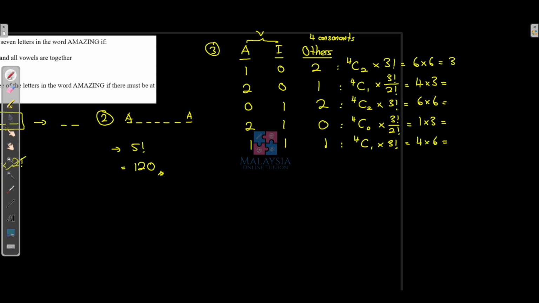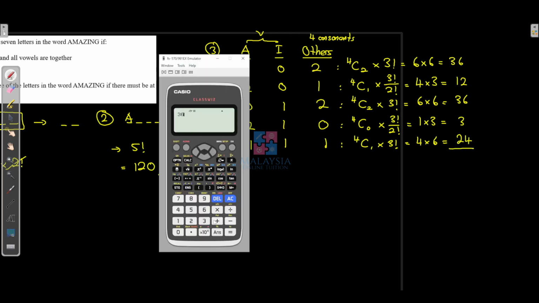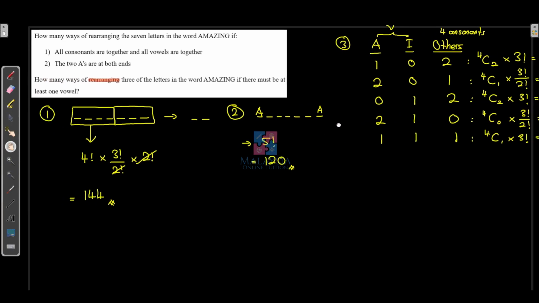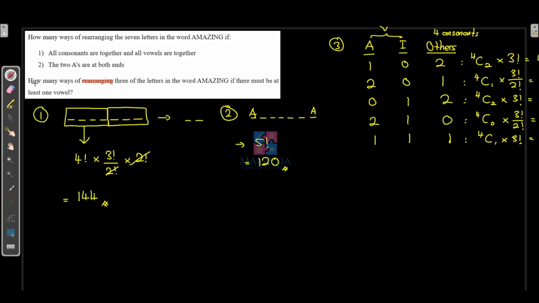36, 12, 36, 3, 24. What is this? I think better use the calculator. 36 plus 12 plus 36 plus 3 plus 24, and then we have 111 to be the final answer. So this question you can see it combines combination as well as permutation, meaning you have to rearrange after you have chosen the 3 letters out of the 7 in the word amazing. So that's all for question number 3, part 3.